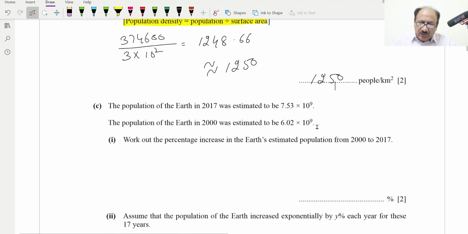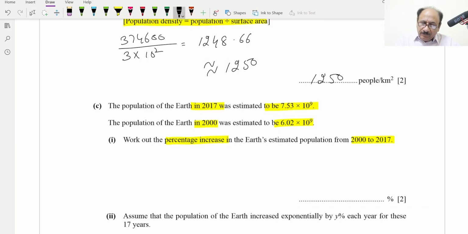Now the population of Earth was estimated in 2017, and in 2034 this much. These two are the estimations. Work out the percentage increase in Earth's estimated population from this to this. So percentage increase is required.